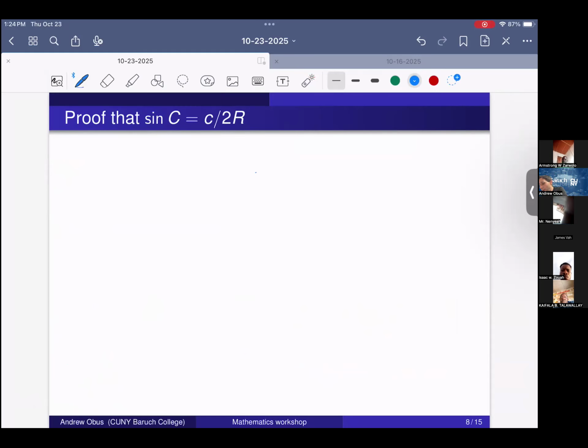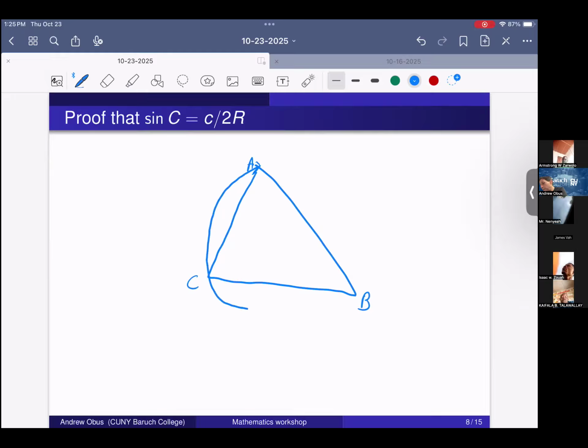So I'm going to draw a triangle again. We'll call this C, we'll call this A, we'll call this B. And I'm going to draw this circumcircle, right? I have to draw this circle that goes through all of the points of the triangle. So I'm going to draw the center of the circle. That's going to be here. I'm going to call this point O.